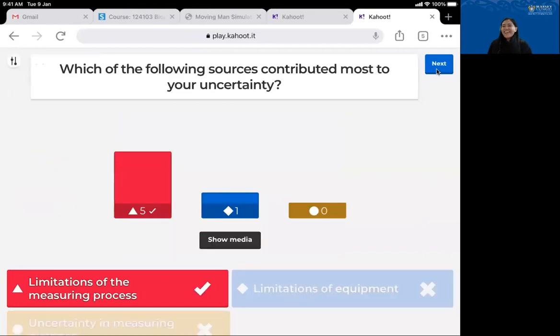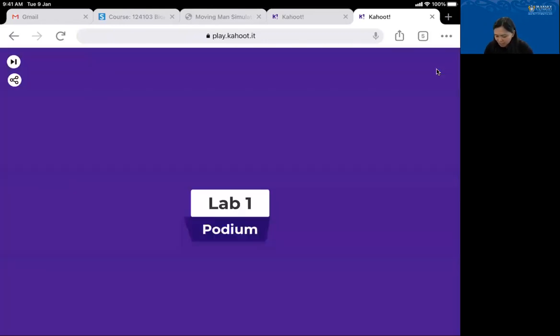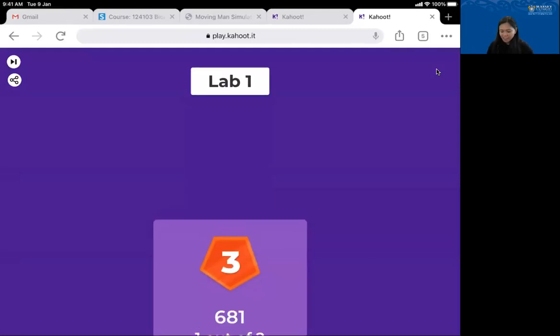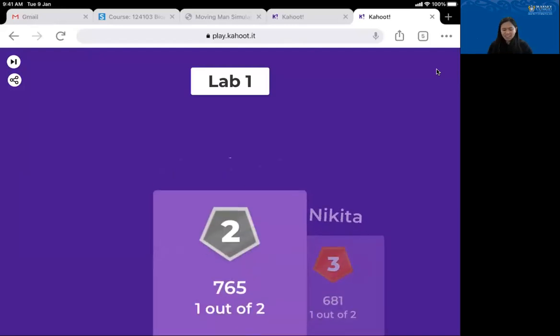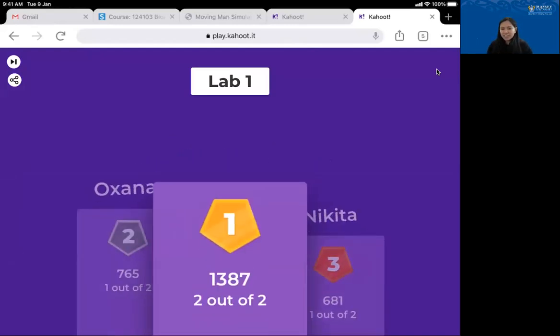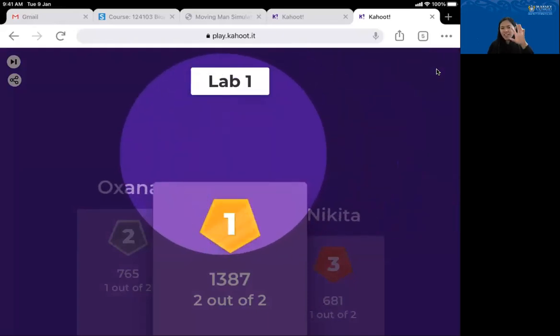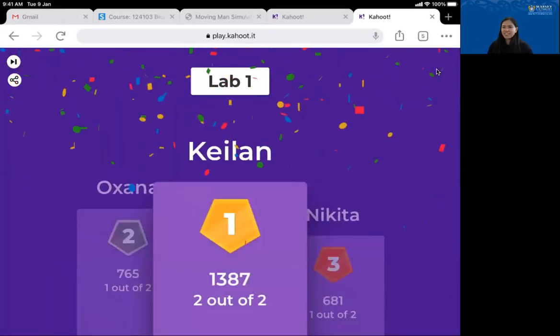Okay, so now most of you answered limitations of the measurement process, because then you have the reaction time there that most likely will contribute the most uncertainty in the overall speed that you will measure. Right, good. Okay, let's see, at least it will show us the overall winner. Congratulations, Nikita. And then Oksana. Oh, no, Nikita is third, Oksana, and then Hilan.